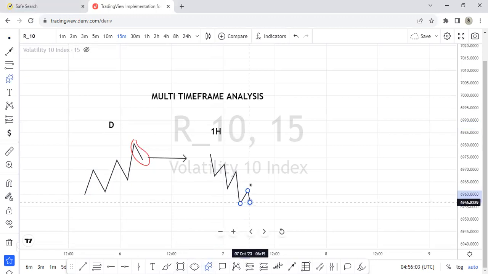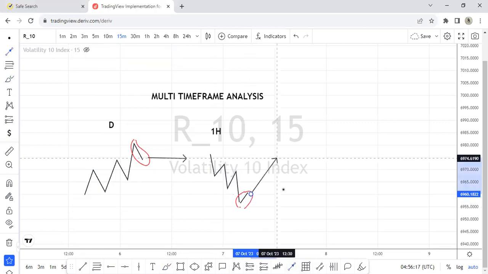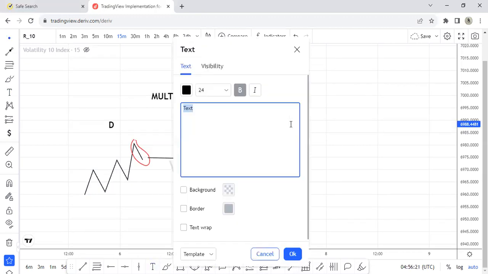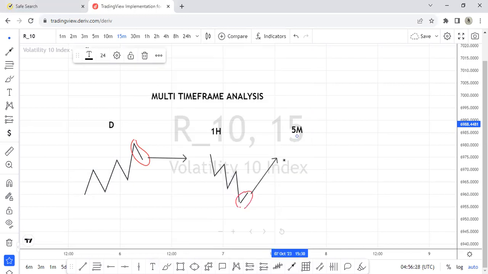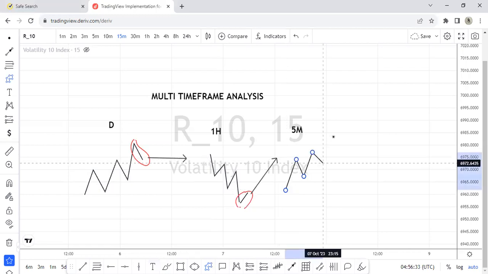So inside this 1 hour retracement leg, if you look at the lower time frame, inside this small pullback here, let's say on the 5 minutes time frame, this whole move that looked bearish on the 1 hour can now be bullish on the 5 minutes. So you can see the 5 minutes time frame looking like this.